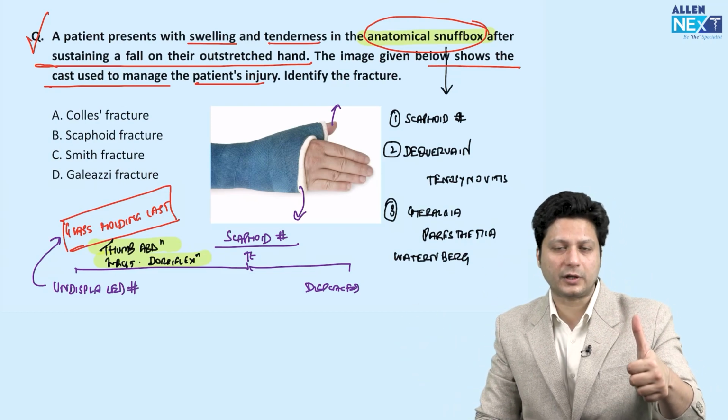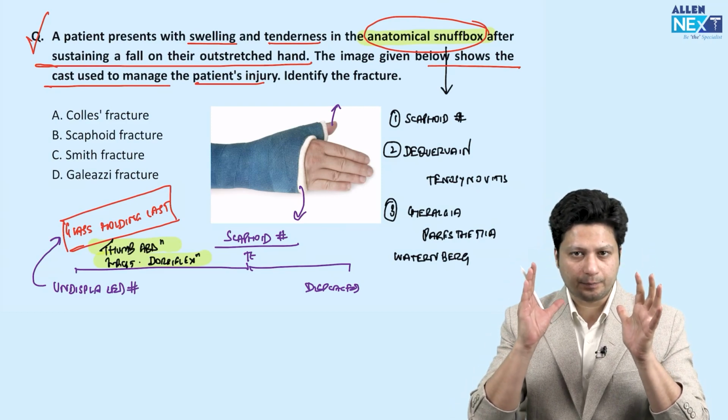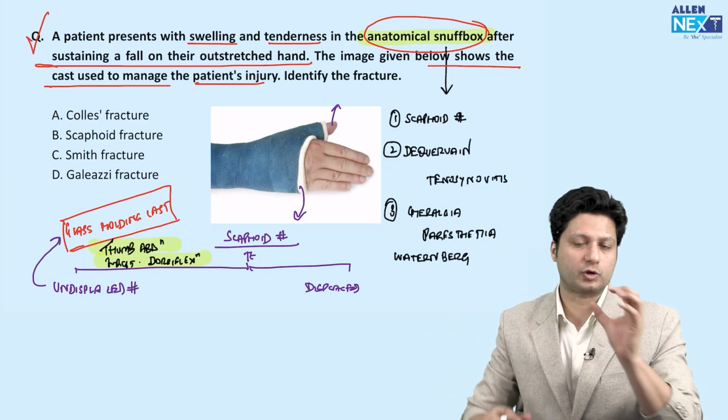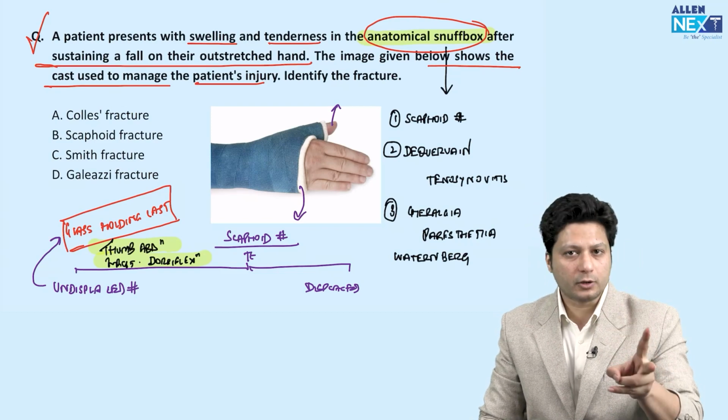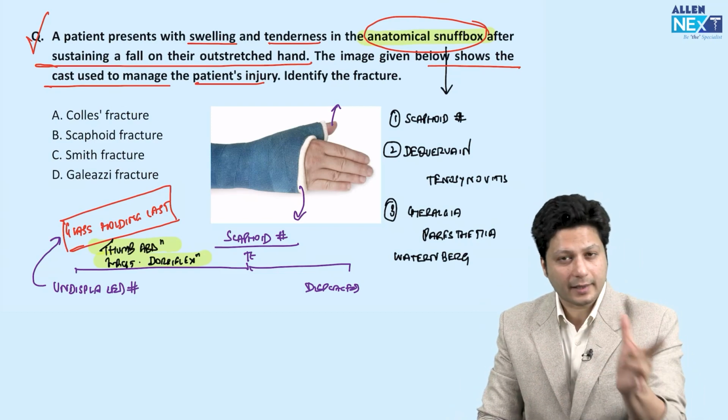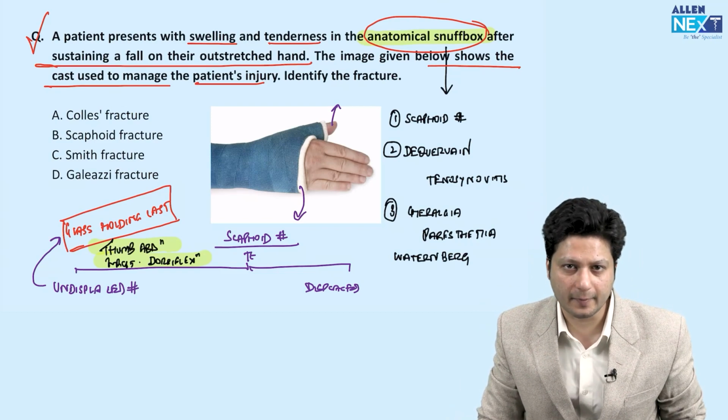What you came to know out of this question: point number one, the anatomical snuff box tenderness, what should be the differential diagnosis? Point number two, how to identify the cast related to the scaphoid fractures, all right.